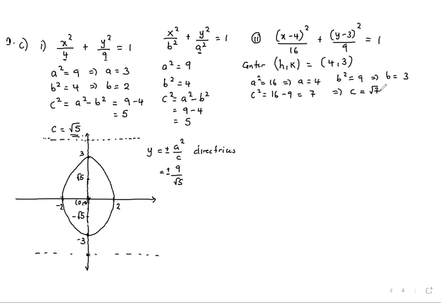So what do we want to get? We now want to get the vertices. For the major, remember, the vertices are H plus or minus A, comma K. So the first one: our H is 4 plus A, our A is 4 also, comma K, which is 3. So this will be 8,3. Then the other one will have 4 minus 4, comma 3. This will be 0,3.